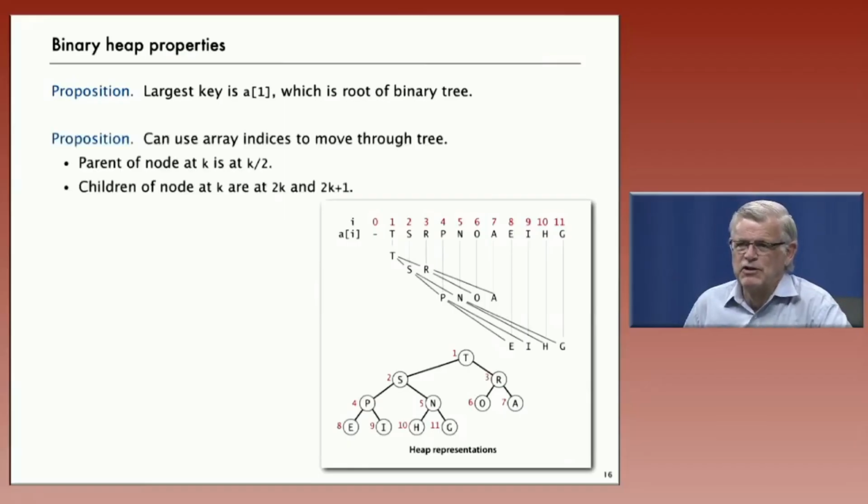The other thing is, as I just mentioned, you can use the array indices to move through the tree. For example, if the node is at position k, index k in the array, then its parent is at k over 2, and that's integer divide. So the parents of, say, H and G are both N. H is at 10, G is at 11, N's at 5. So both of those are 10 over 2, 11 over 2, integer divide is 5. And going the other way, it's easy to see that the children of the node at k are 2k and 2k plus 1. So we don't need explicit links at all to represent these data structures. We can just use array indices.